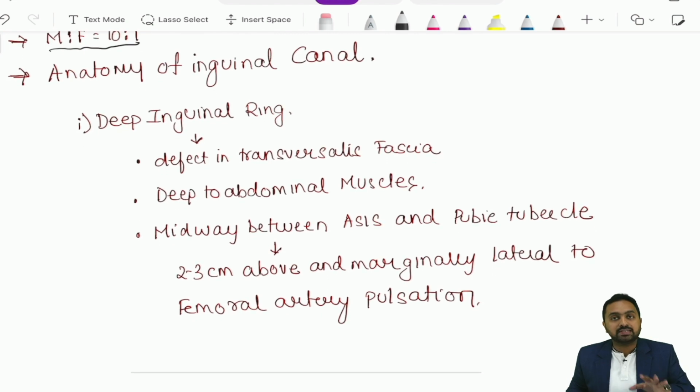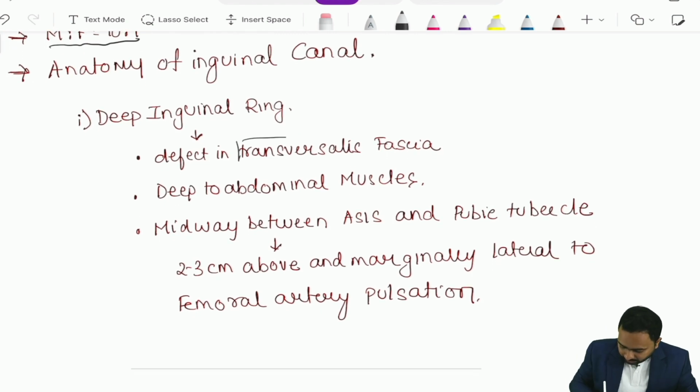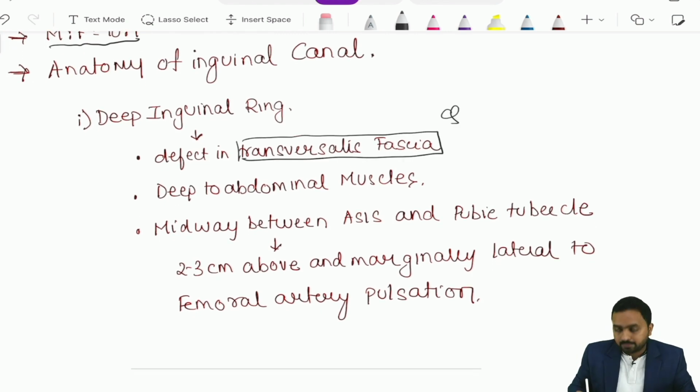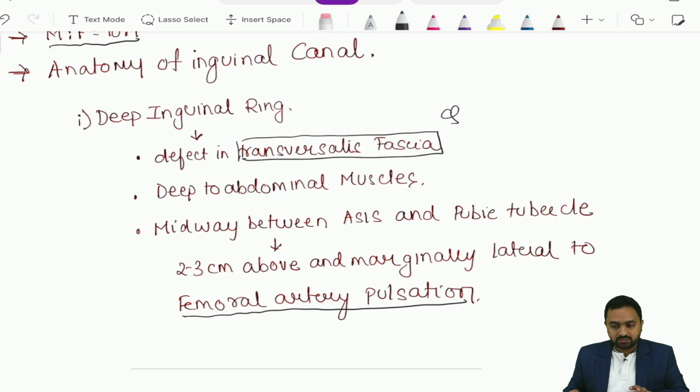So first we have the deep inguinal ring. It is a defect in the transversalis fascia. It lies deep to the abdominal muscles and midway between the ASIS and the pubic tubercle, which is around 2 to 3 centimeter above, marginally and lateral to the femoral artery pulsation.